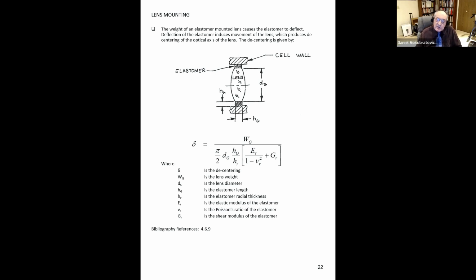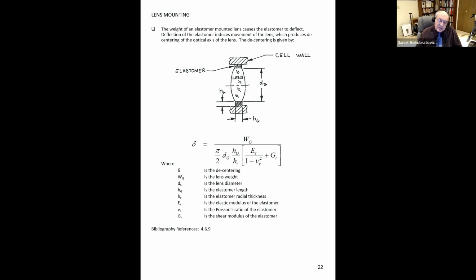The equation for the shift in the position of the lens is given here. W sub g is the weight of the lens, or if you wish, that's acceleration the lens is subjected to times its mass. D sub g is the diameter of the lens. H sub g is the length of adhesive in contact with the edge of the lens. Almost always that will be the edge thickness of the lens. H sub r is the radial bond thickness of the adhesive, designed using Bayer's equation, Herbert's approach, whatever. And the term in brackets we've seen before. This has to do with the stiffness of the adhesive.